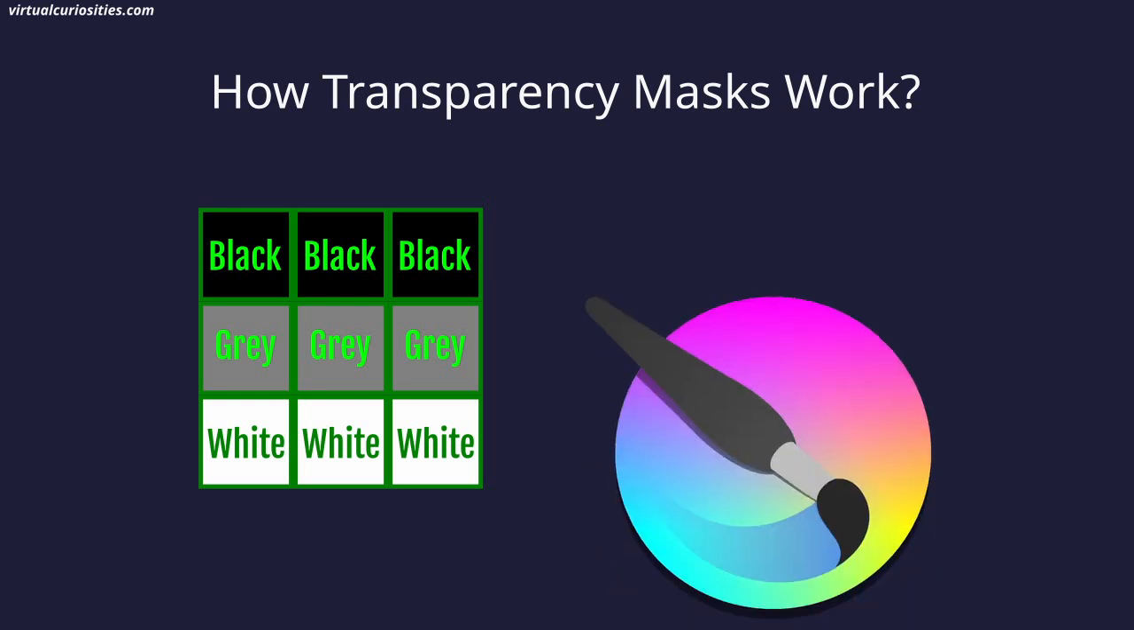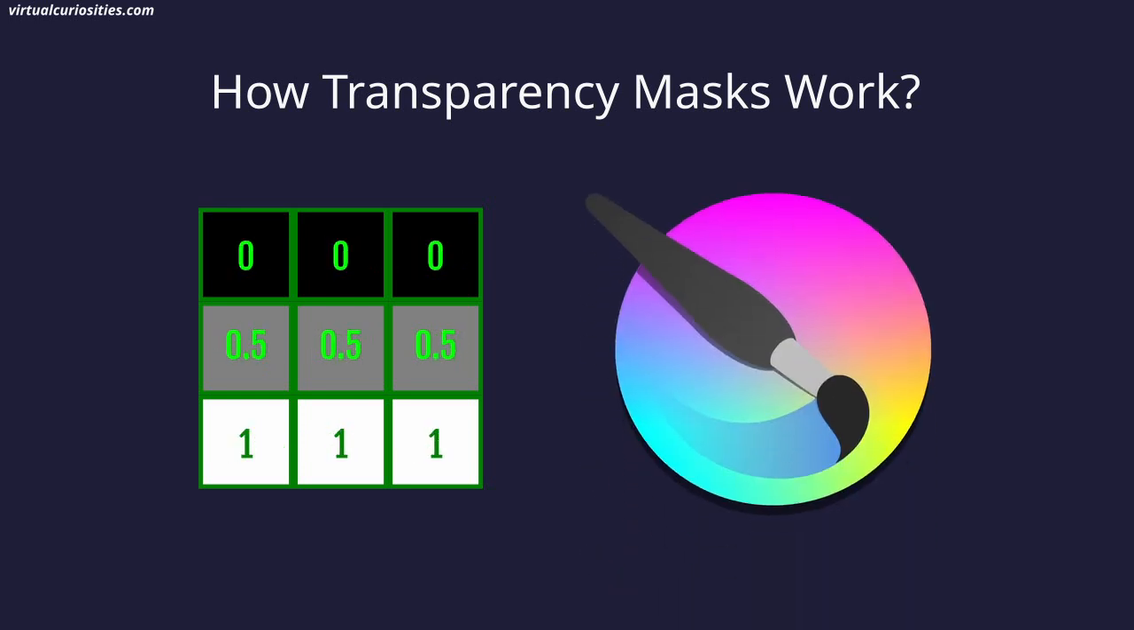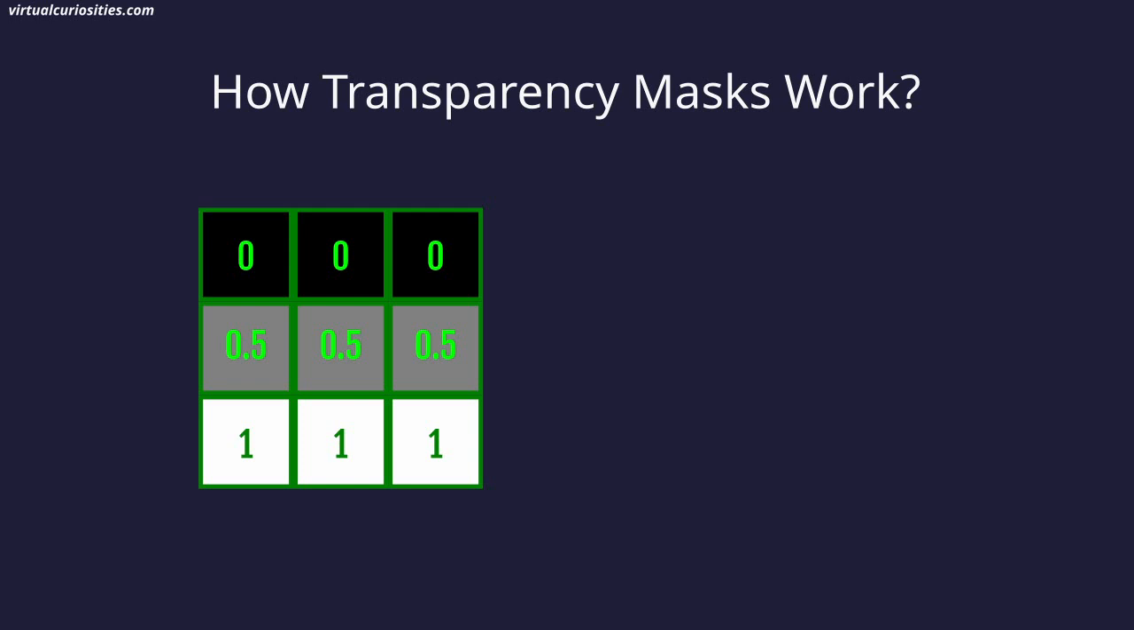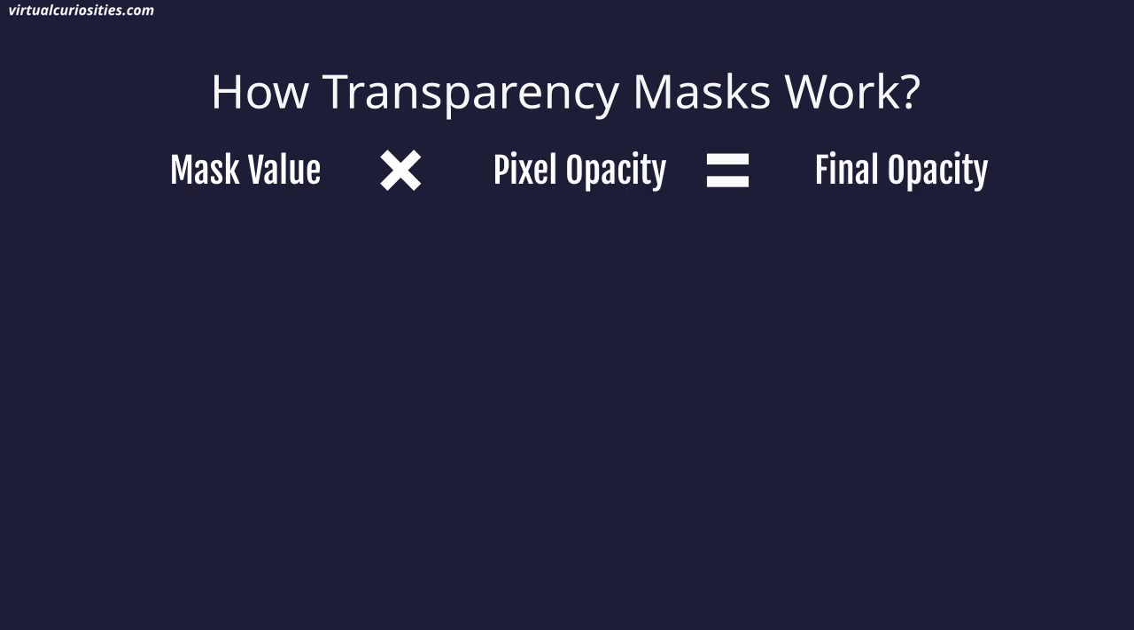They are just a way for the drawing program to let you edit numbers from 0 to 1 for each pixel on the image. Let's understand how the math works. For each pixel, we take the value on the mask for that pixel and multiply by that pixel's opacity in the layer. The result is the final opacity of the pixel. Technically, this is also called the alpha value.